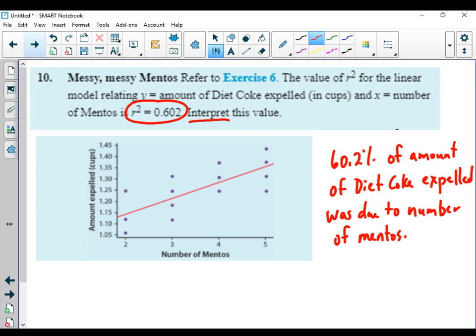Or in other words, it was a percentage of how much the change or what was happening with the Y was due to what the X value was doing. So R squared, again, is our coefficient of determination. It's how we can put a statistical or a percentage on the effect of X on the Y value.